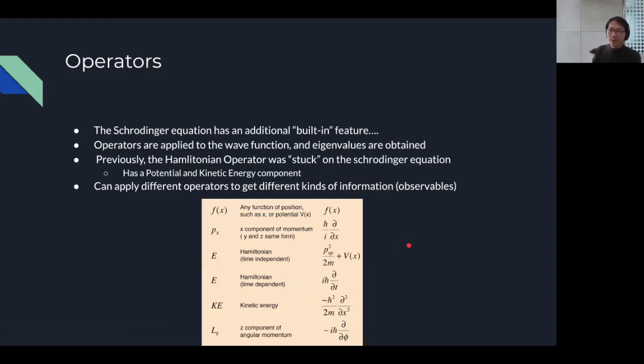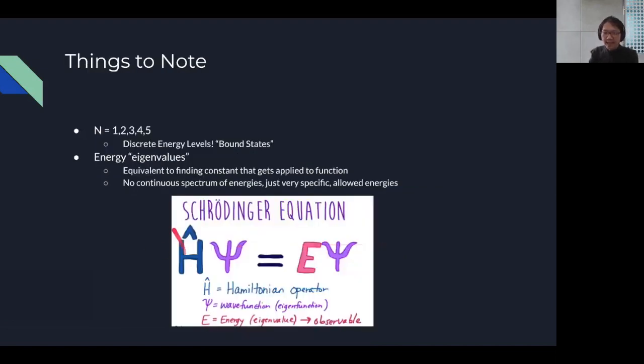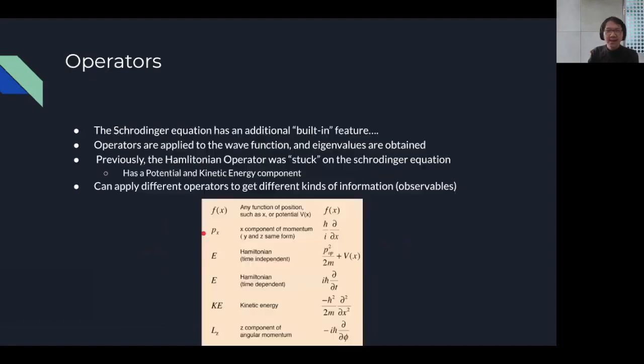So this slide will explain this funky looking H with a little hat on it. They're known as operators. The Schrodinger equation itself has an additional built-in feature, and the built-in feature is an operator that's part of the differential equation.